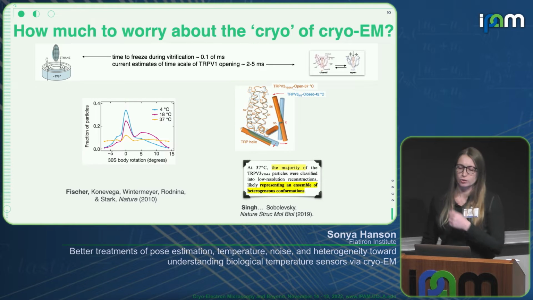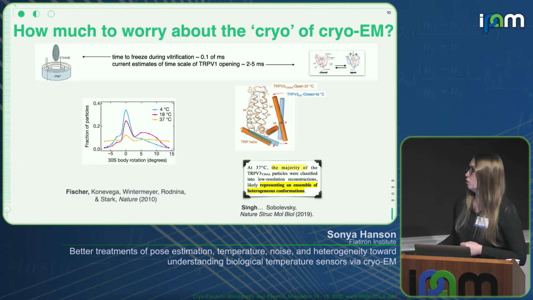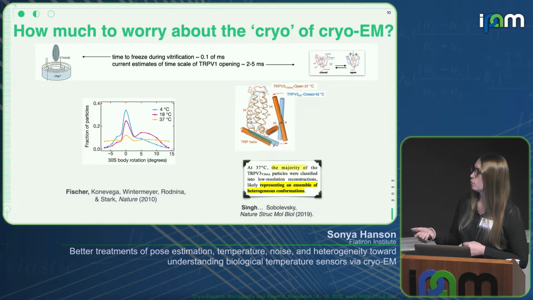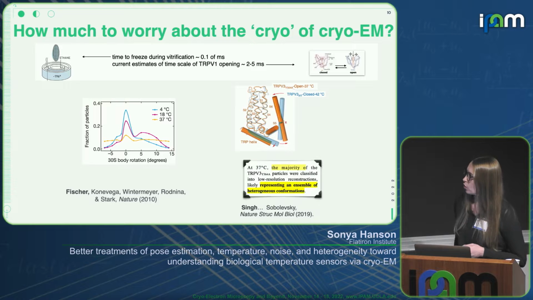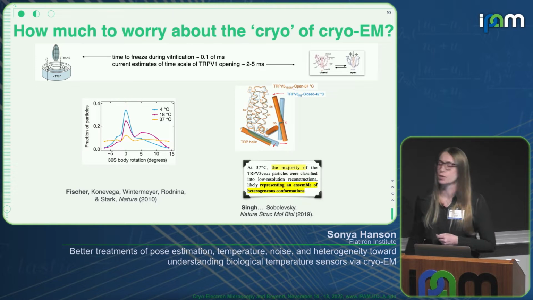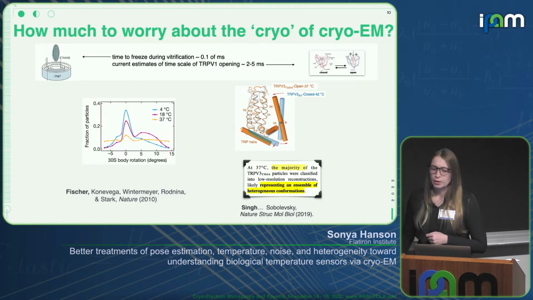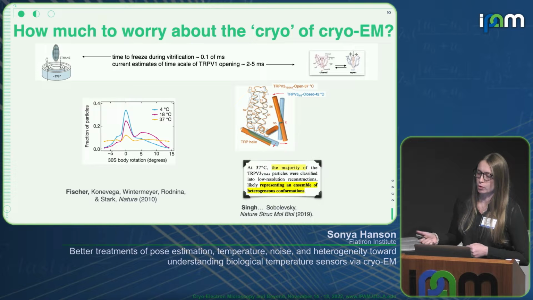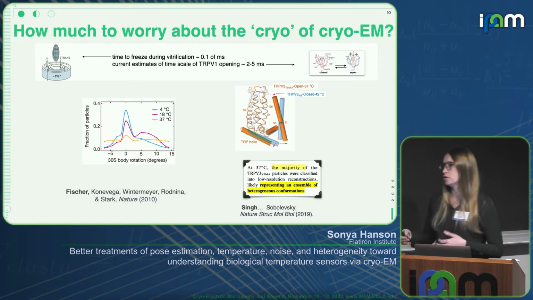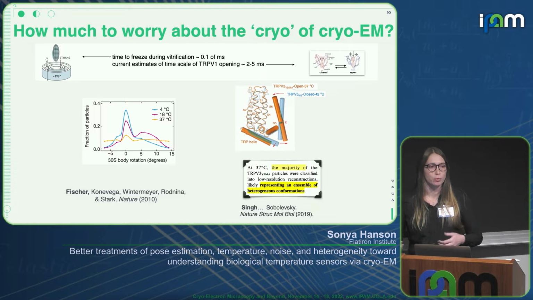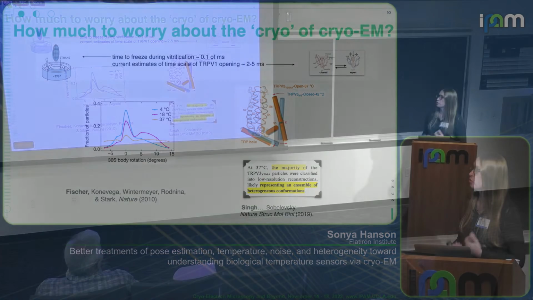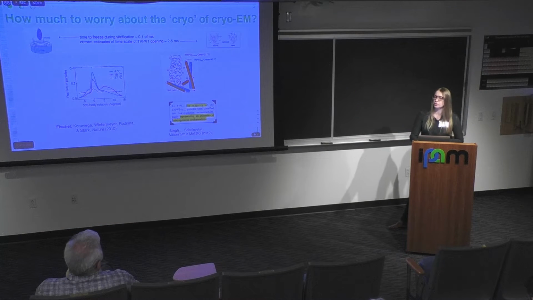In the Sasha Sobolevsky lab, they have actually looked at TRPV1 at higher temperatures, 37 degrees, before vitrification. But they find that the majority of their particles represent a heterogeneous conformation. This is consistent with other people who have tried to do this. It's just difficult to get real conformations out of these kinds of samples.